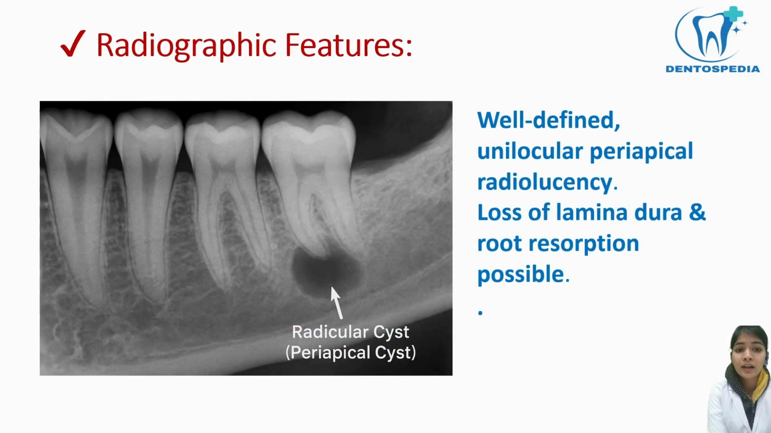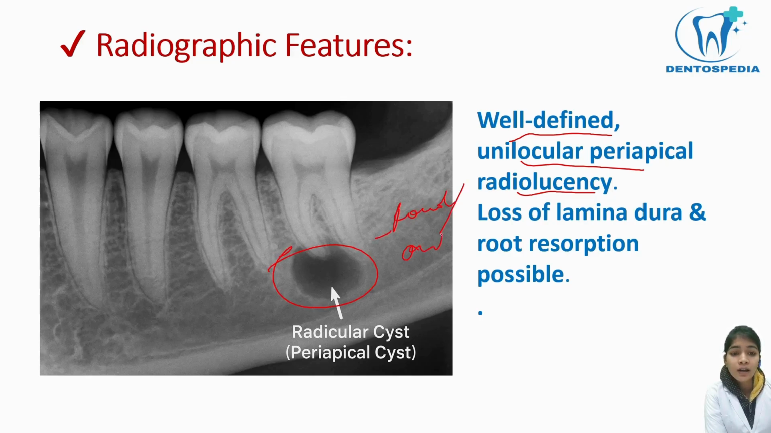You can see in the radiograph as well, the radicular cyst at the apex of the tooth. So there will be a well-defined unilocular periapical radiolucency. There will be a loss of lamina dura and root resorption. There will be a well-defined unilocular radiolucency at the root apex. It will be rounded or oval in shape.